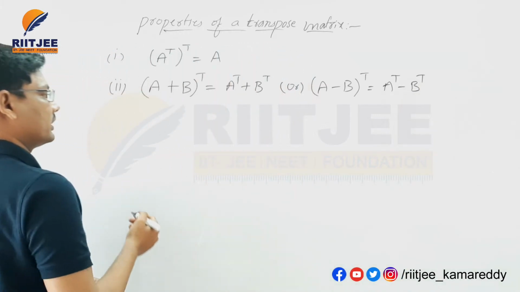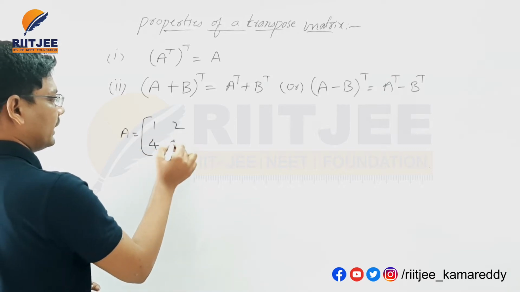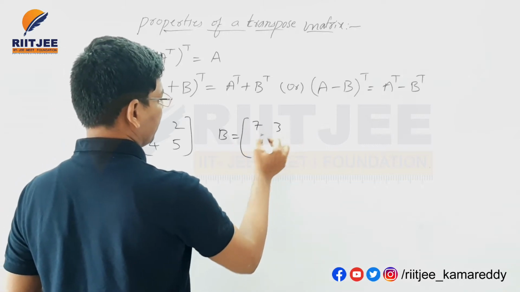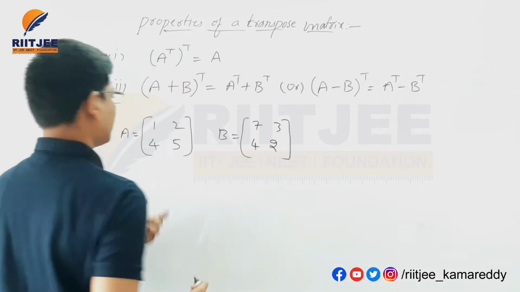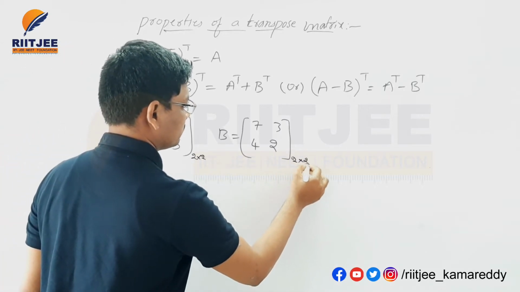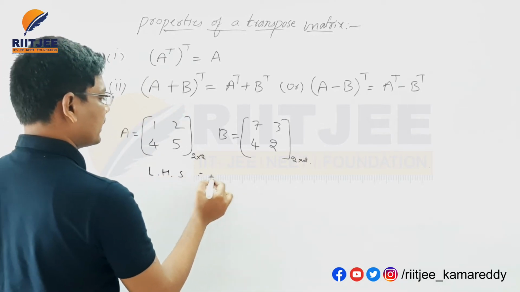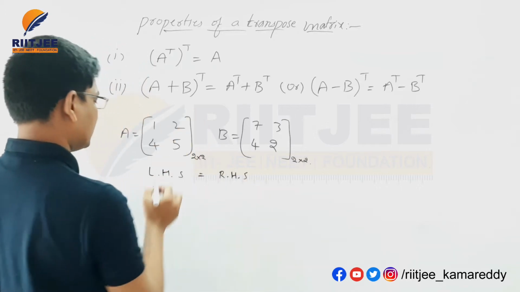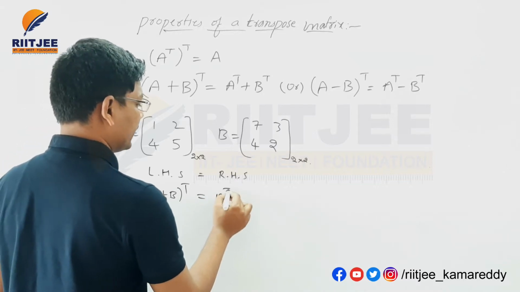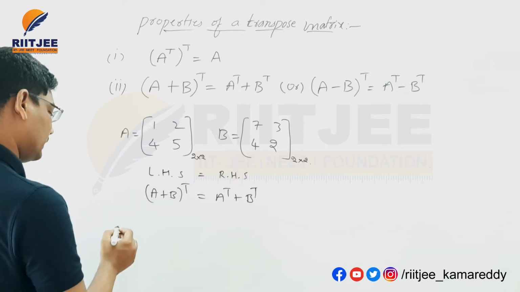Let us take one example here. I am taking again a 2 by 2 matrix A: 1, 2, 4, 5. I am taking B as a matrix of 7, 3, 4, 2. This is A and this is B, having order 2 by 2. Here we have LHS and RHS. LHS is A plus B whole transpose. Next, A transpose plus B transpose we need to check. So first we need to find A plus B.